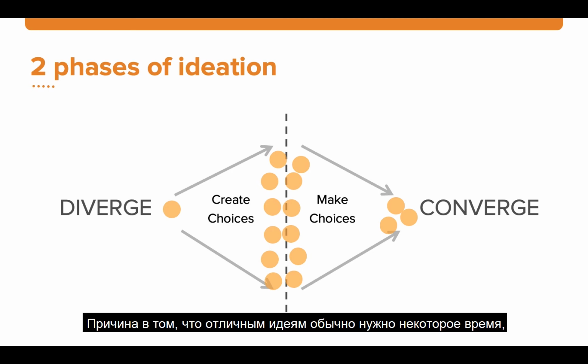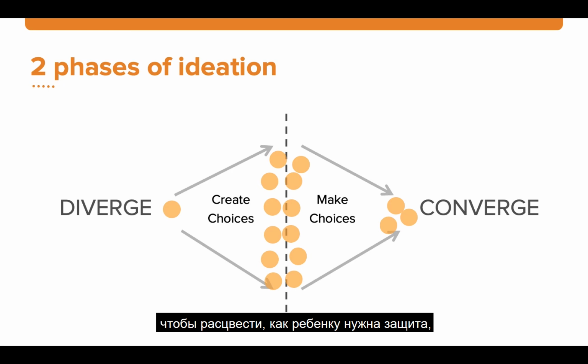During divergence, we generate and collect as many ideas as possible, even the craziest ones, without judging their feasibility. And then, in a completely separate stage, the convergent stage, we evaluate and categorize and critique them. The reason for this is that good ideas usually don't seem good right from their initial inception. They need a little time to flower, like a child who needs to be protected from the elements before they can survive on their own.